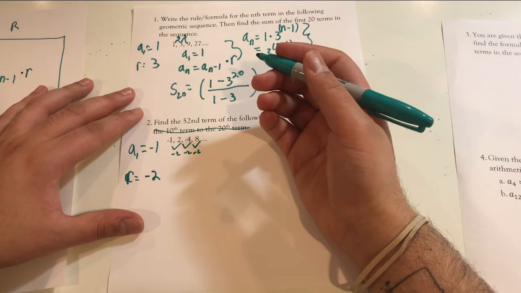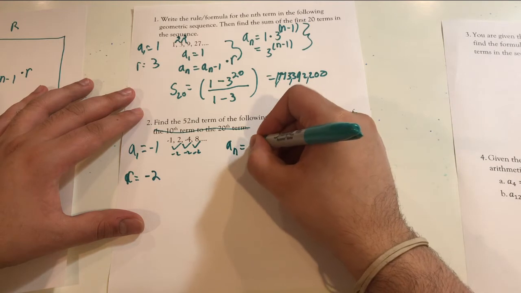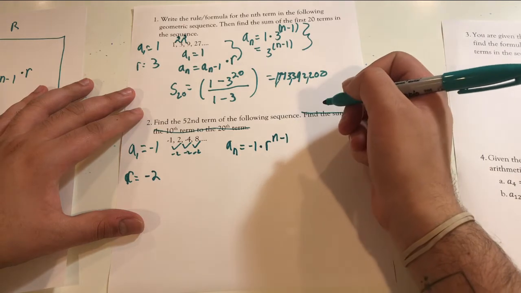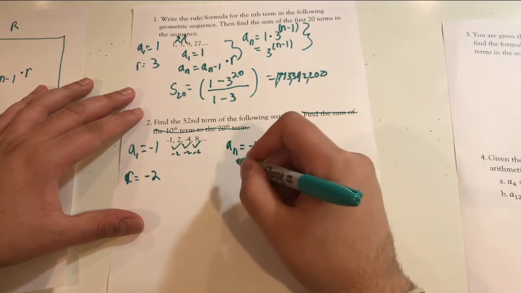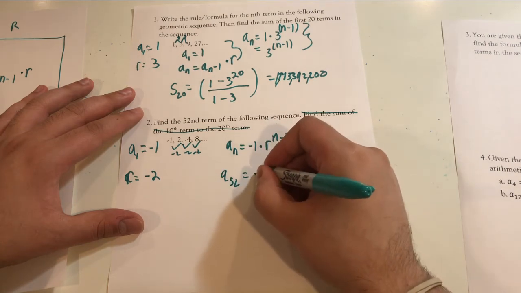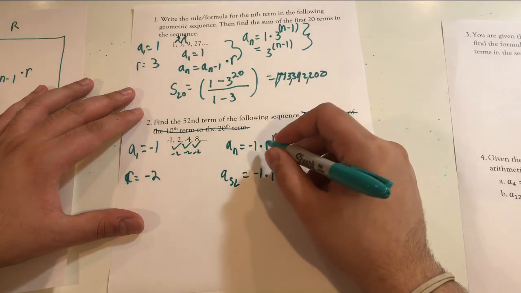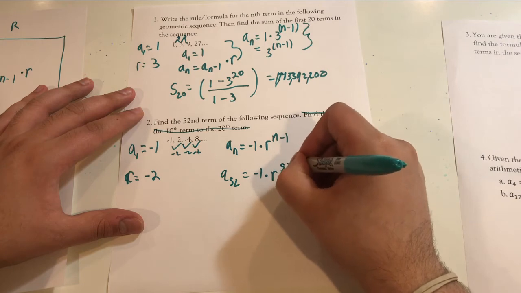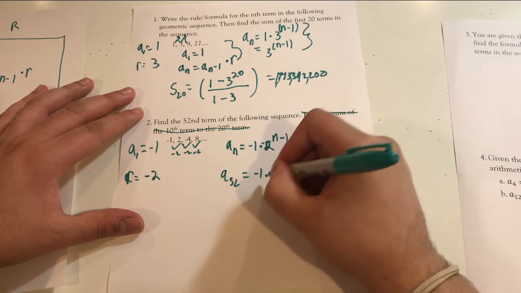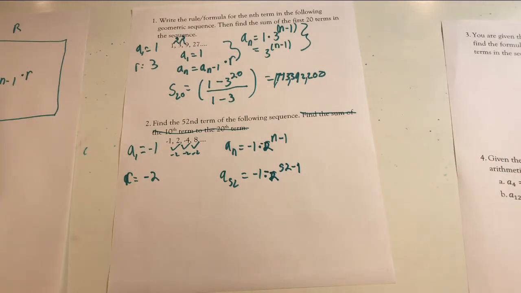So let's take the explicit formula. a sub n is equal to -1 multiplied by r to the n minus 1 power. So if we're looking for the 52nd term, a sub 52 is equal to -1 times r raised to the 52nd minus 1 power, which r is obviously -2. And again, that's just something you would place in your calculator.